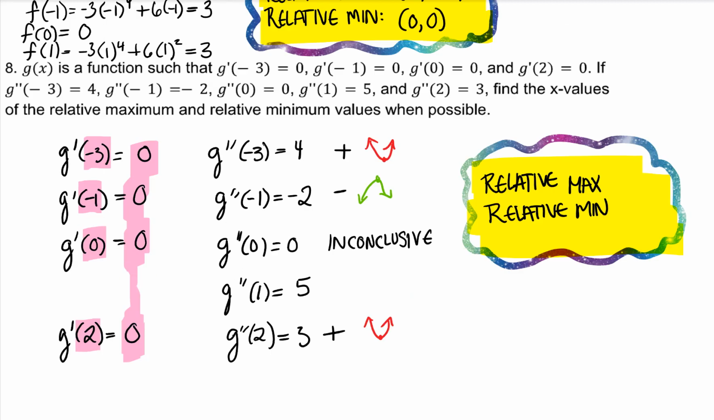We've been given no g function, so we don't need to find the y values. So our x value for the relative max is -1, and the x values for relative minima are -3 and 2.